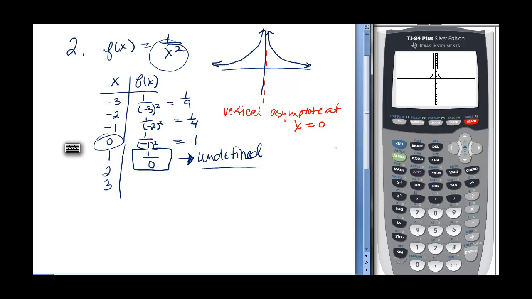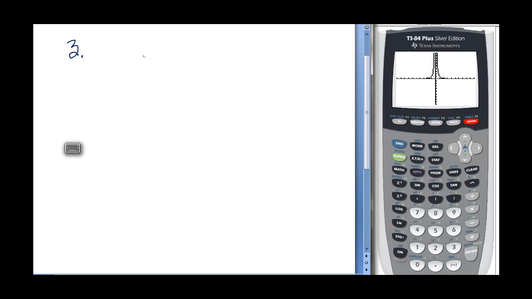Okay, so let's move on to number 3. For number 3, we have a little bit more going on here. We have a rational function, and it is equal to x over x squared minus 4. So here, the first thing it asks you to do is to evaluate g of 0.